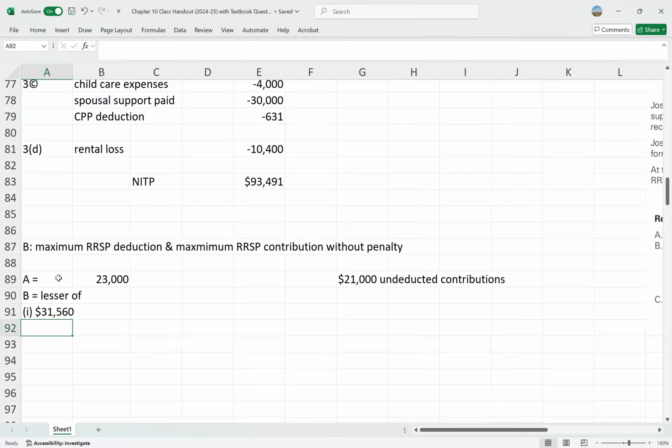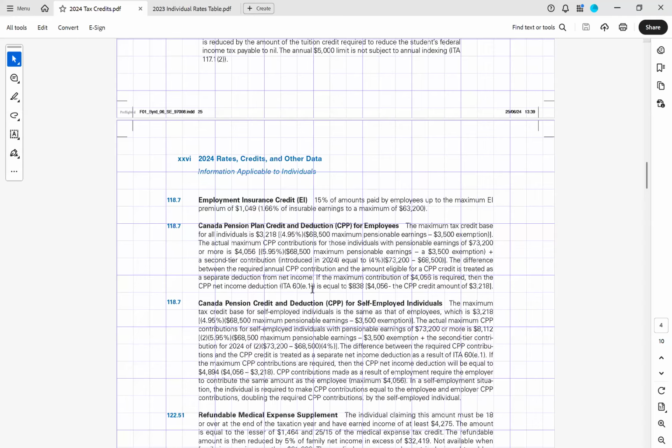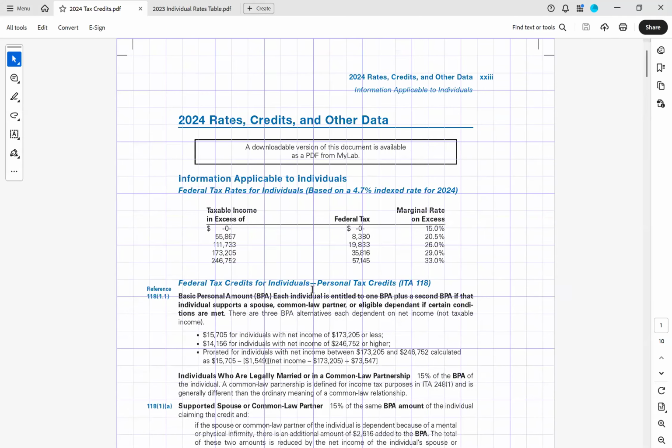31,560. Now, I forgot to show you, when we have the rates table up here, where the RRSP formula is. Let me do that before I forget. I go back to the rates table and bring up the 2024 rates table. Let me scroll over to the 24, just to make sure. Yeah, this is the 2024 rates table.